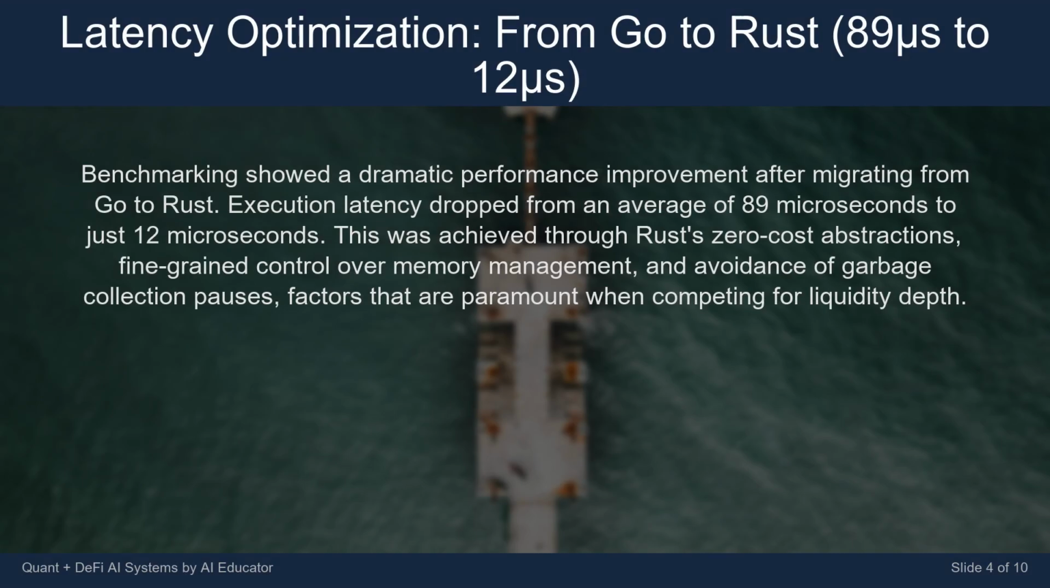Benchmarking showed a dramatic performance improvement after migrating from Go to Rust execution. Latency dropped from an average of 89 microseconds to just 12 microseconds. This was achieved through Rust's zero-cost abstractions, fine-grained control over memory management, and avoidance of garbage collection pauses, factors that are paramount when competing for liquidity depth.